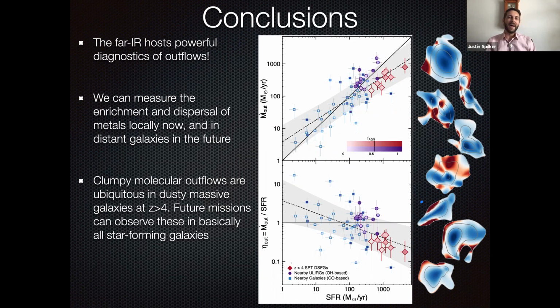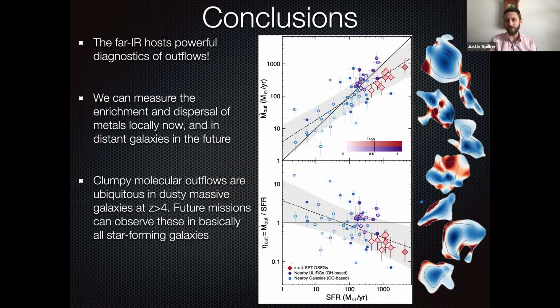Zoom now. So just to summarize, what I have come to appreciate is that the far infrared has a lot of really powerful diagnostics of outflows. I think it's possible for us now in nearby galaxies, and for many, many galaxies into the future, to measure the metal enrichment of galaxies, and measure and track where all of those metals are being transported.